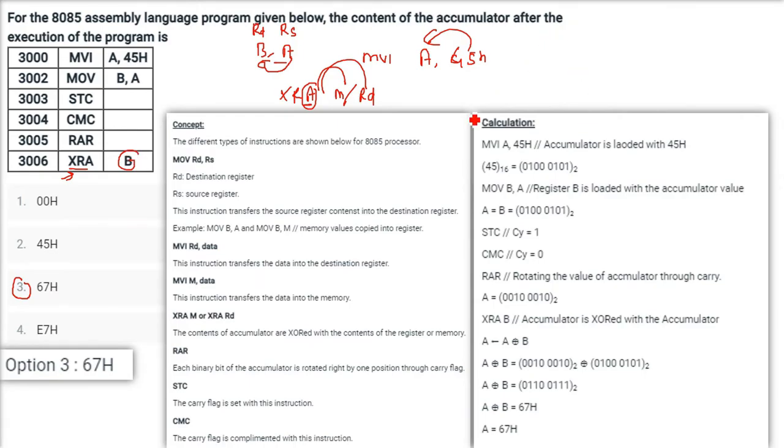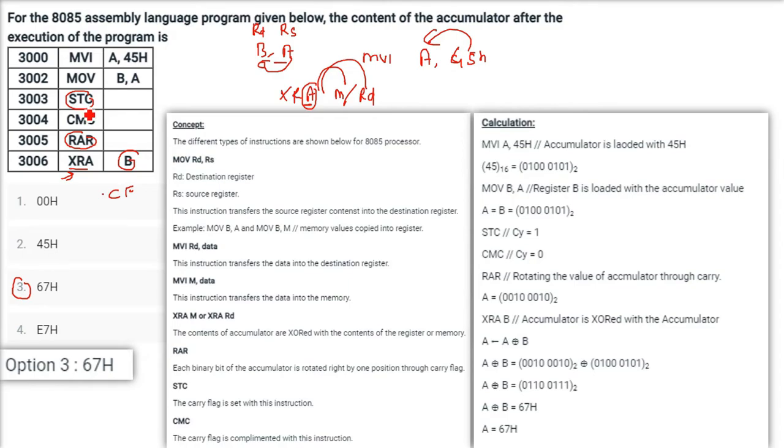Now, coming to one more here, which is your RAR. RAR is nothing but using the carry flag, you are rotating, or you can say shifting one bit. So each binary bit of the accumulator is rotated right by one position through the carry flag. That is, it is shifted one place to the right through the carry flag.